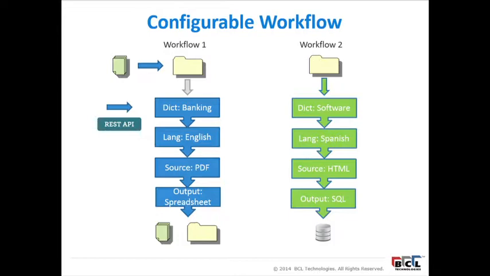So this is how the system works. It's a configurable workflow. So what you do is, if you want to set up a workflow, you set up a set of boxes, and this is graphically done. You have set up the dictionary that you're in the banking industry. The language you're using is English. The source documents are PDF. The output you want is a spreadsheet. You can come into that through a watch folder. You can just dump your documents in there. They'll come out in the spreadsheet. Or you can come out with a REST API and go into that workflow and run it.